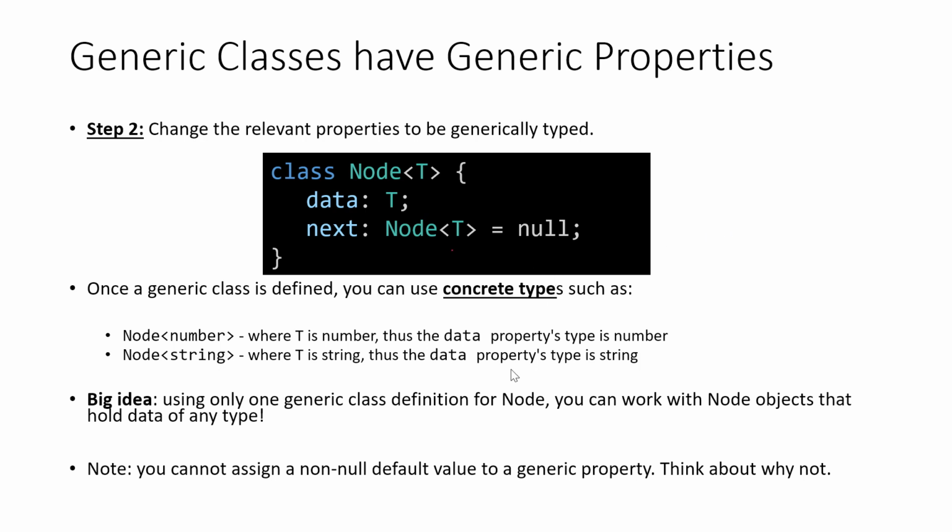One little caveat here that I want to encourage you to think about and respond to on Gradescope is, in this example, notice that next could be assigned null, right? But data isn't assigned a default property of any value. Why is that? And why, in this case, could we not assign any value other than null here? Okay, so think about that for a moment and respond on Gradescope.